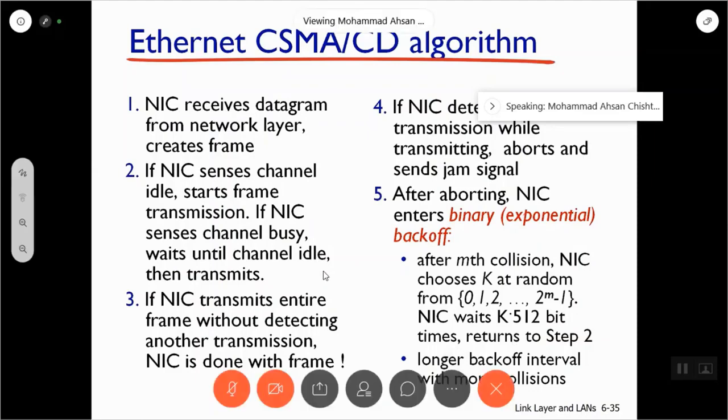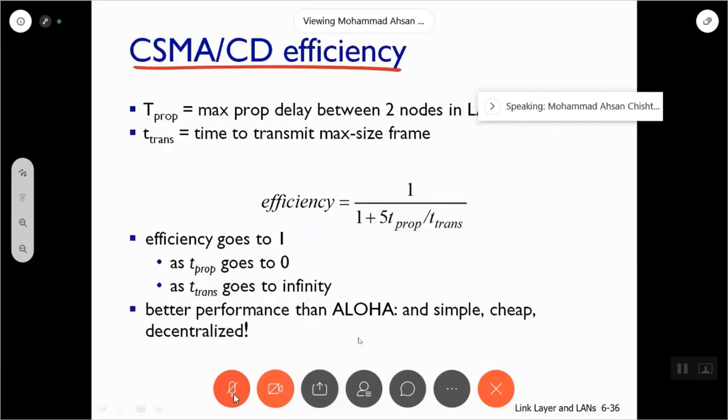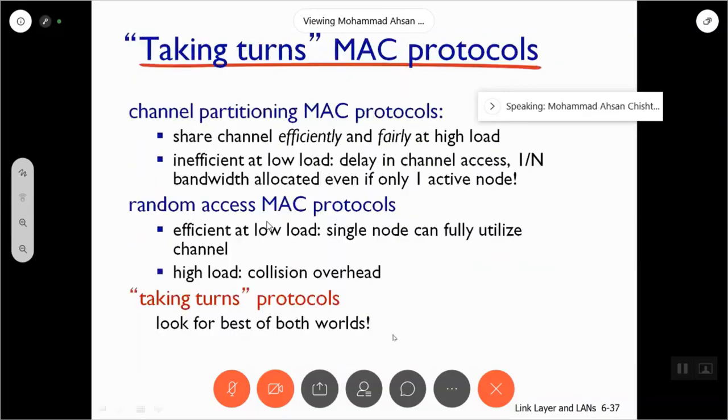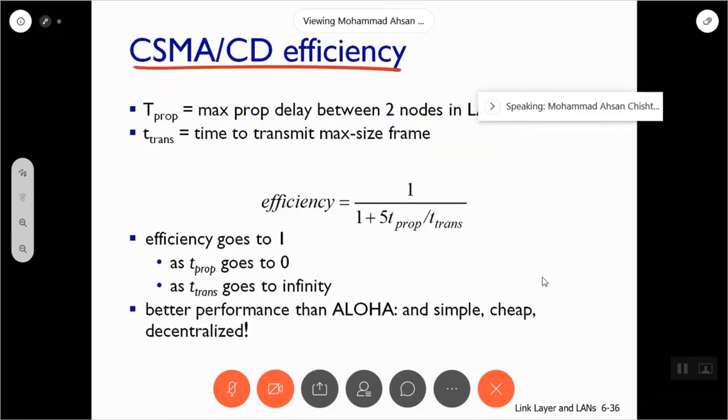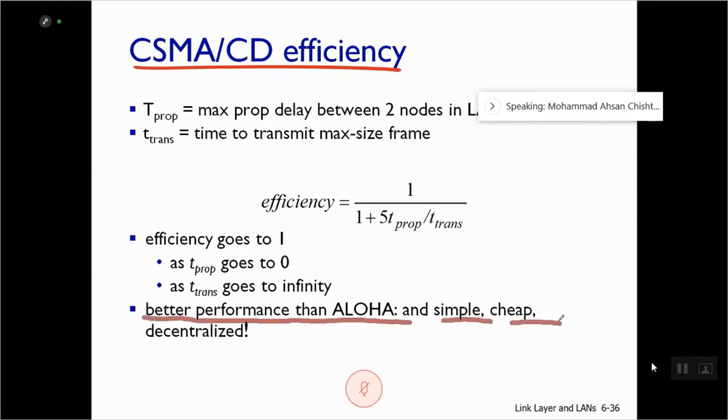Then we have the example of the Ethernet CSMA/CD algorithm. I'll leave it for you to go through it. Okay. Find the efficiency of CSMA/CD as well, like we had the efficiency of Aloha. You can compare its efficiency with the performance of Aloha. And it shows that the performance here is better than Aloha. It's simple, it's cheap, and also it's decentralized.